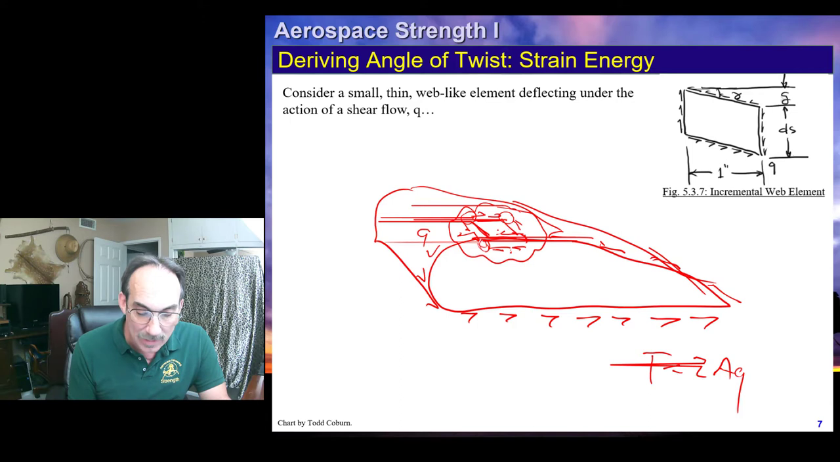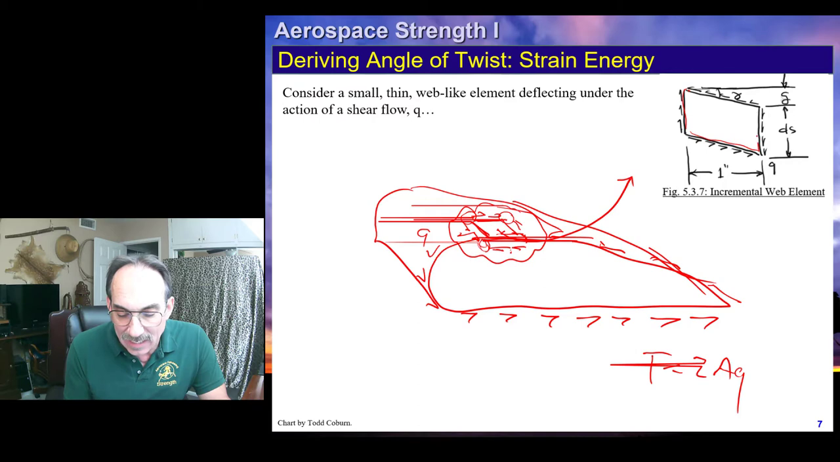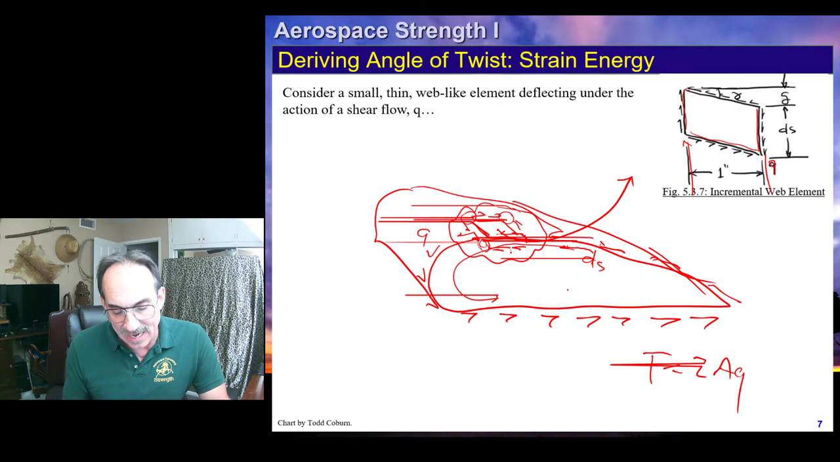Now let's take this out and rotate it up, and we can see what we're doing is just looking at one of these elements here that's in shear flow Q. Let's pretend that this element is a tiny little incremental guy, like 1 inch tall. And we're going to be using this dimension, moving around this thing like this. We're going to call this dimension ds. Instead of dx, which a lot of times is just a flatwise dimension, we're going to call it ds for around that periphery. So this is some little increment of length along the web, ds.